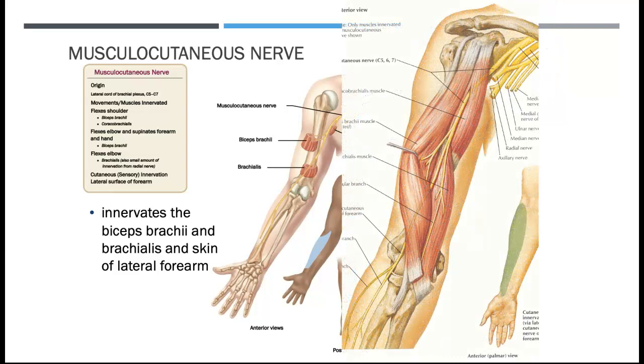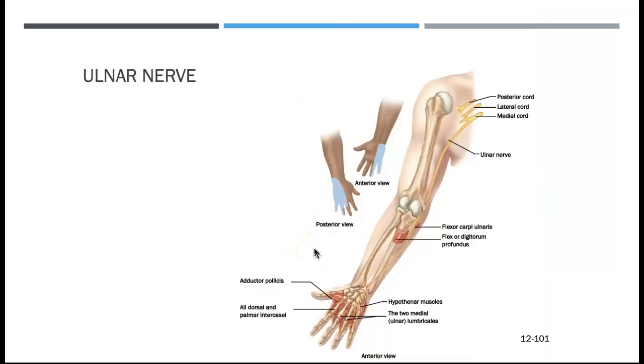And here's another view. Musculocutaneous does pierce coracobrachialis muscle about 88% of the time. And then you could see its branches going to biceps brachii and brachialis. And there's its lateral antebrachial cutaneous branch supplying the skin on the lateral forearm.